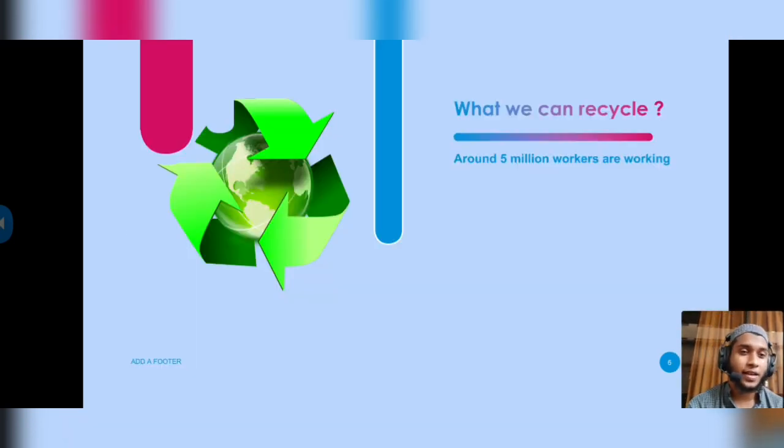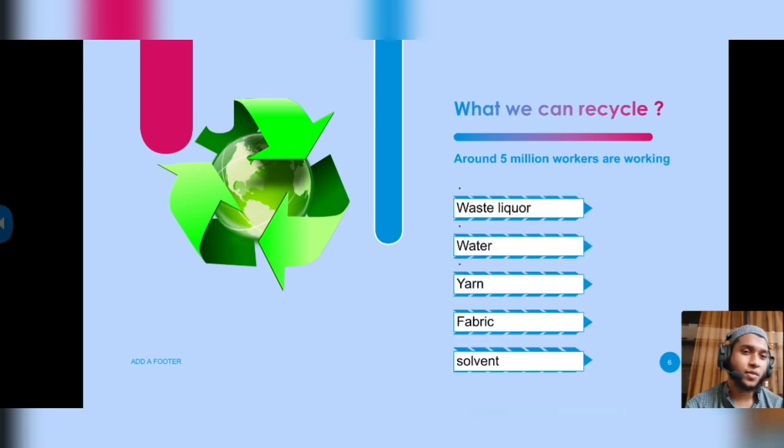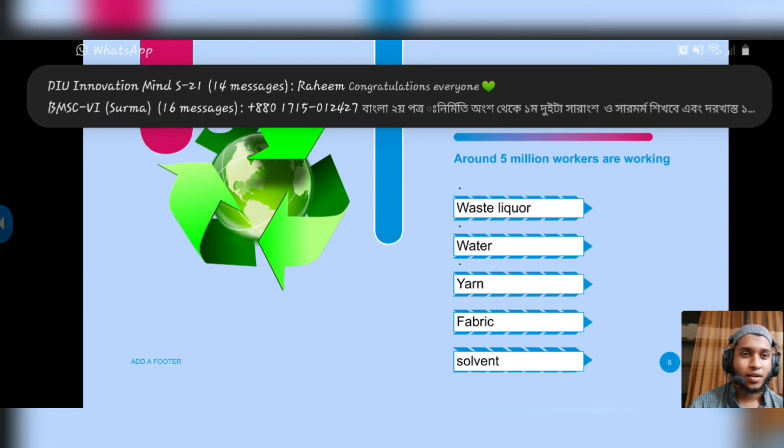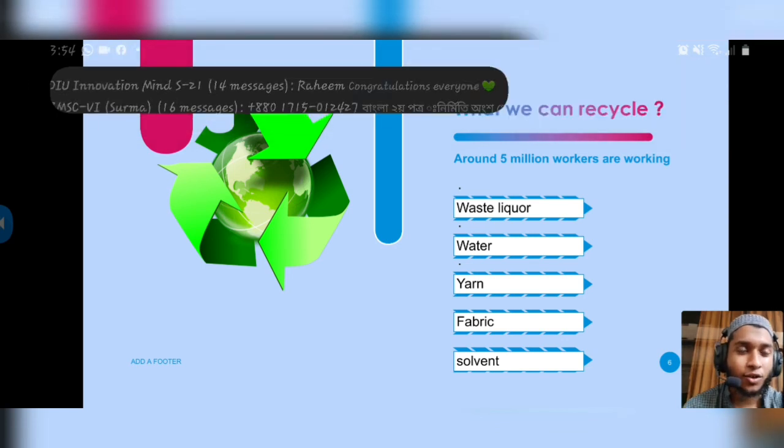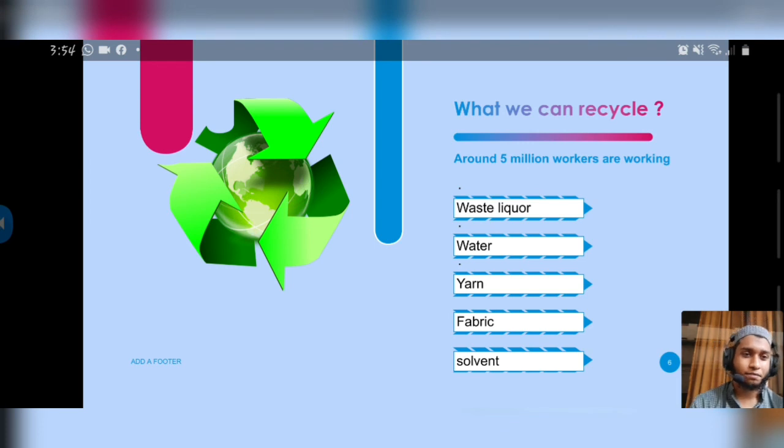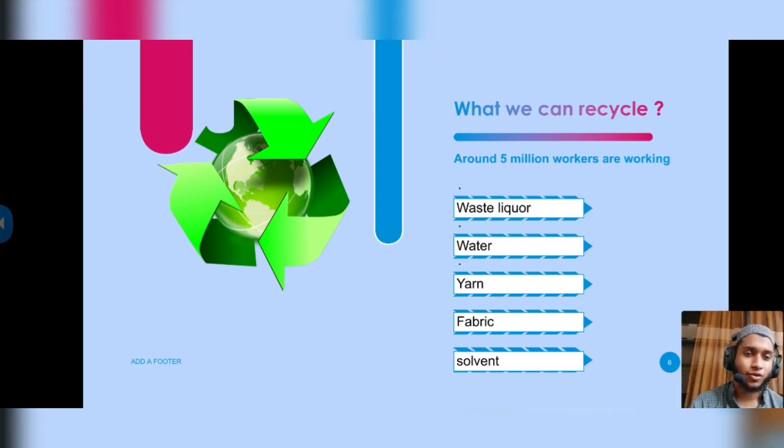Then recycling, what we can recycle: waste liquor. We all know that when we are using liquor in water for dyeing or printing or something like that, we find a huge waste liquor, and we use it again by doing ETP plant, where we are doing treatment of effluents. Then water is also important, we all know that. We can also reuse it by doing several treatments.